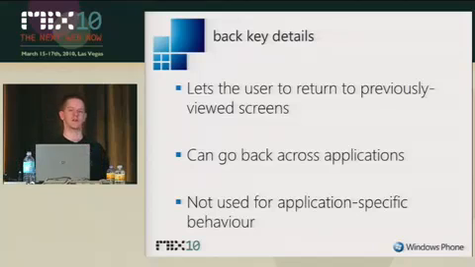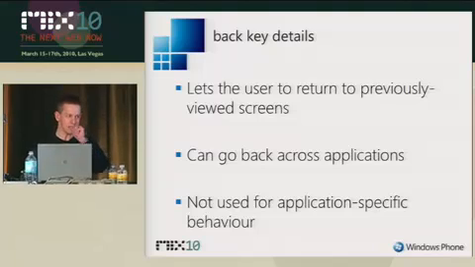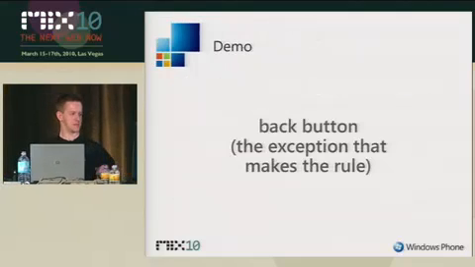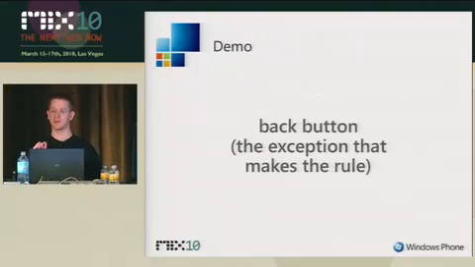And the key thing is that it's not to be used for application-specific behavior. So if you're running a game, for example, and you think, hey, it'd be great if I used the back key as my fire button in my game. So I'm controlling some guy with the accelerometer, and when I hit the back key, I want him to fire his gun. That's not a really good use of the back button, because the user expects the back button to work in a particular way, and you're violating what they expect the back button to do. But every rule has its exception. So I'm going to show you very quickly what one of the exceptions is to this rule about apps not really using the back button.